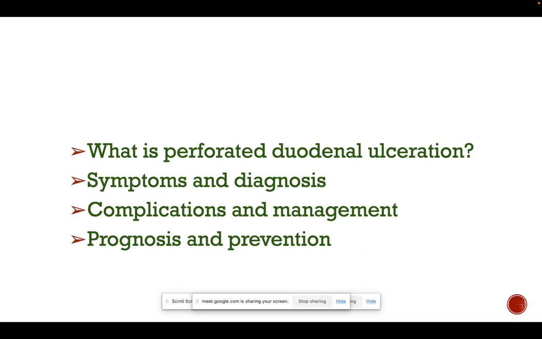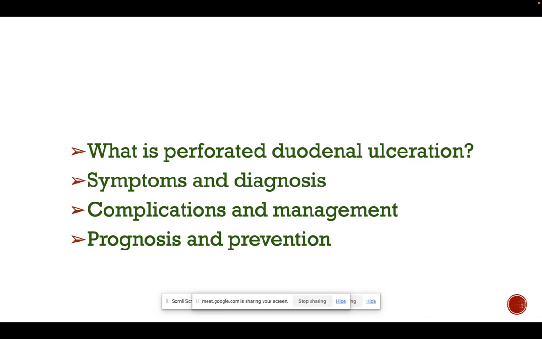Under complications and management, the presenter emphasized the potential complications that arise from a perforated duodenal ulceration, such as bleeding, peritonitis, gastric outlet obstruction, penetration, and gastrointestinal bleeding. Prompt medical attention is crucial, and treatment usually involves surgical intervention to repair the perforations and remove any damaged tissue. Antibiotics and medications to reduce stomach acid production may also be prescribed.